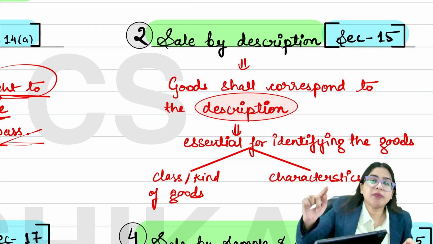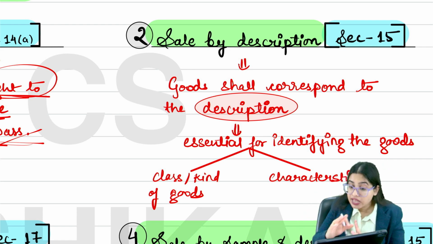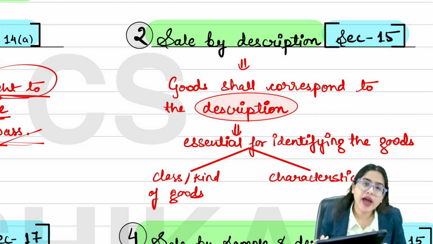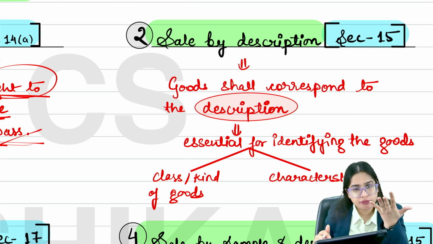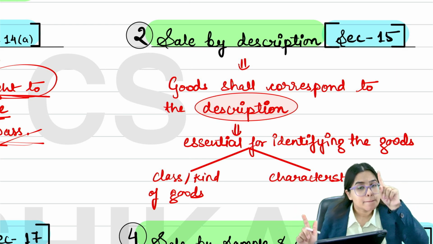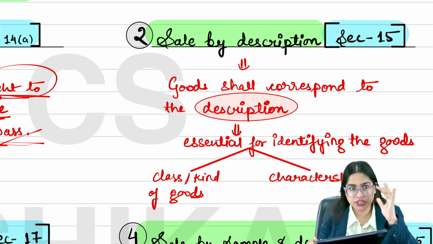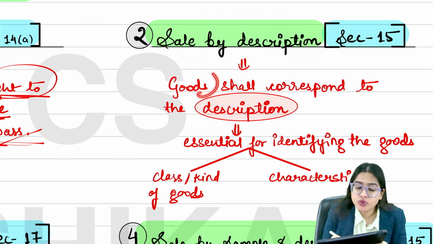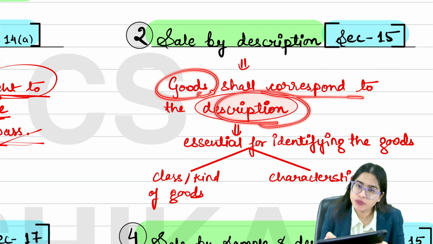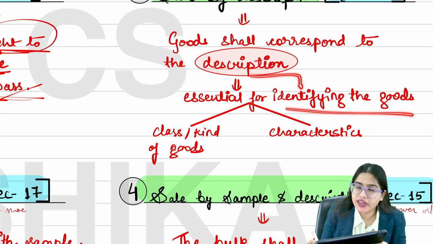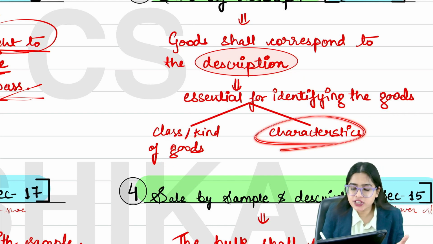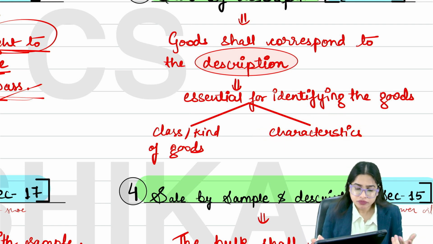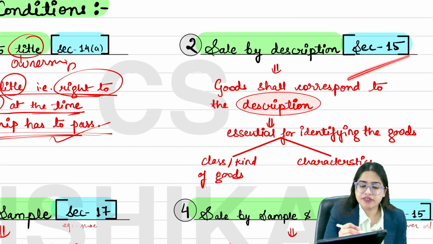Is there a breach of implied condition? Yes. Now in this case, I can return your cream and I can ask for my money back. Give me my money. I want to cancel this contract because there is a breach of implied condition. What is the implied condition? If the sale is done by description, then the goods should be according to the description, which is essential for identifying the goods as per its characteristics or class or kind. Characteristics means how it is used. Class or kind of goods means types of goods. Are we clear with this? This is given in section 15.